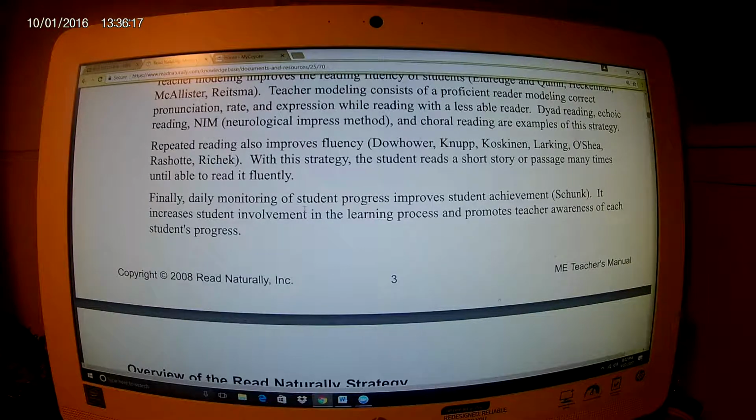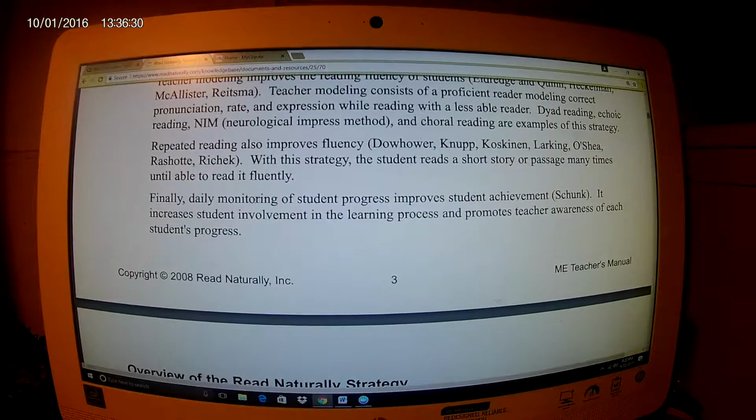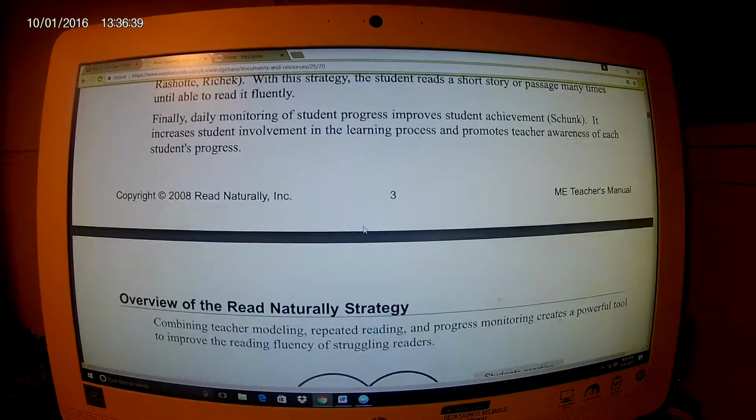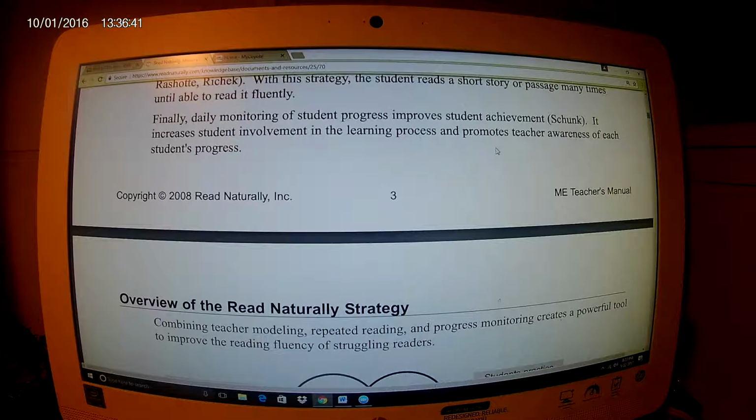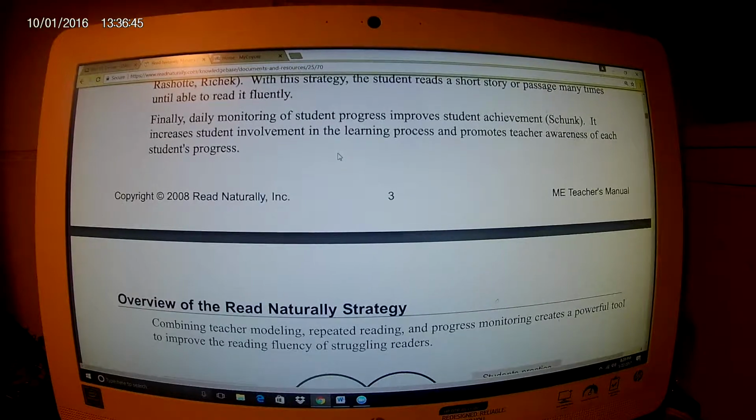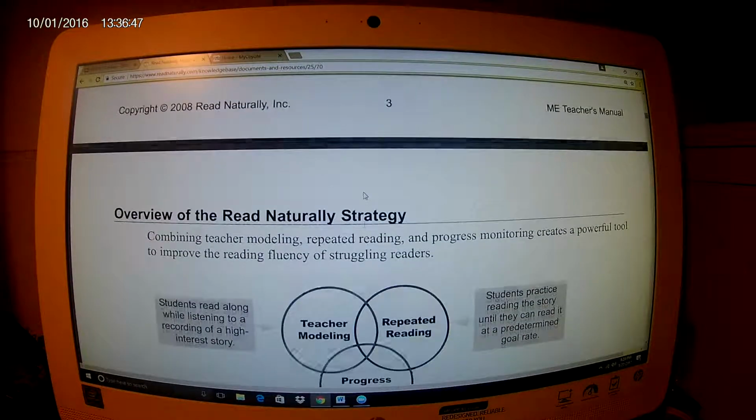And finally, daily monitoring. The daily monitoring is the big part. We do this every day, Monday through Friday. We do a Read Naturally so that we can monitor their progress on the story to see if they stayed the same, if they're getting worse, or if they're getting better on their correct words per minute. So this will show the achievement, it increases the student involvement in the learning process, and it promotes teacher awareness of each student's progress. That's the big thing, is we want to see if they're progressing.